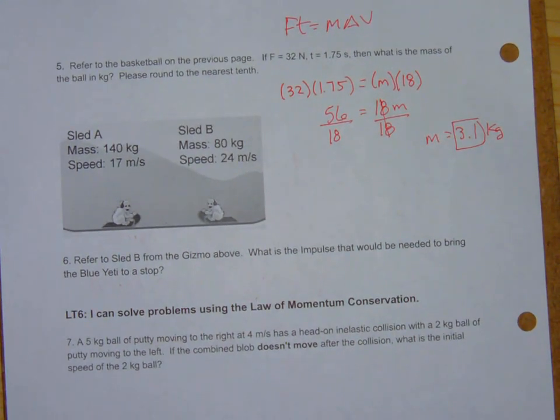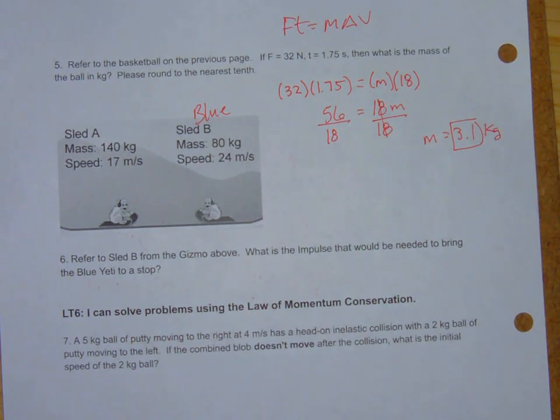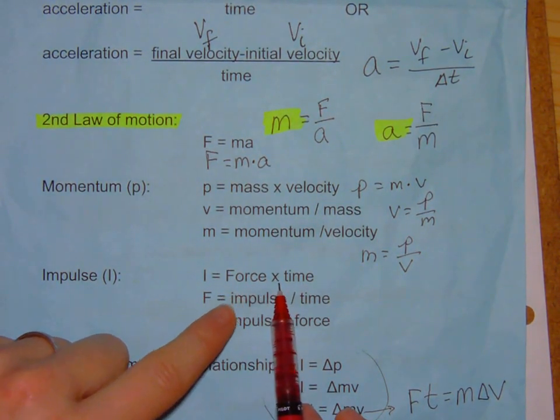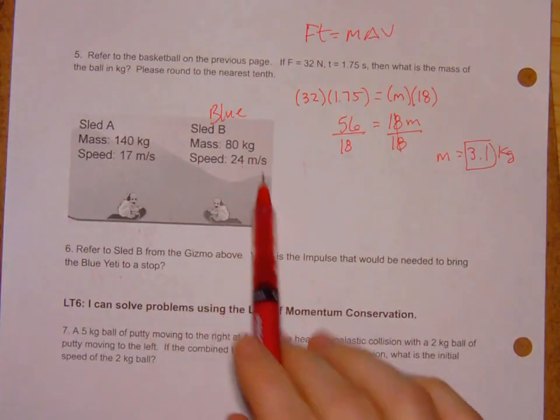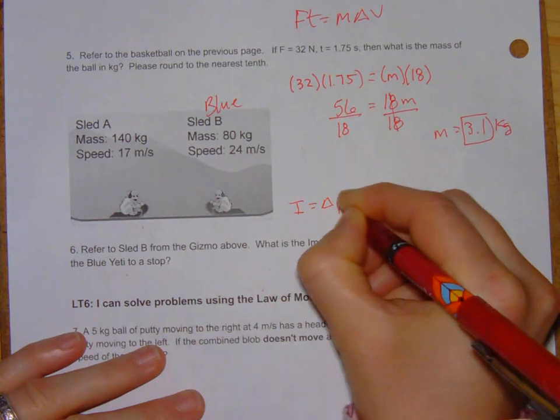Moving on, number 6. This is the Blue Yeti, even though I'm writing in red. Sled B, what's the impulse needed to bring it to a stop? Most of us at first glance, we look at impulse, see it's force multiplied by time. You're like, what the heck, Lens? There's no force or time. But we also know that impulse equals change in momentum.